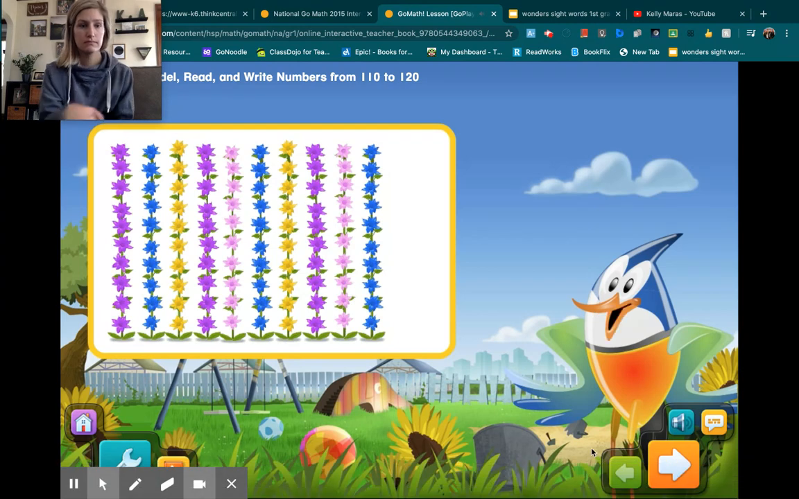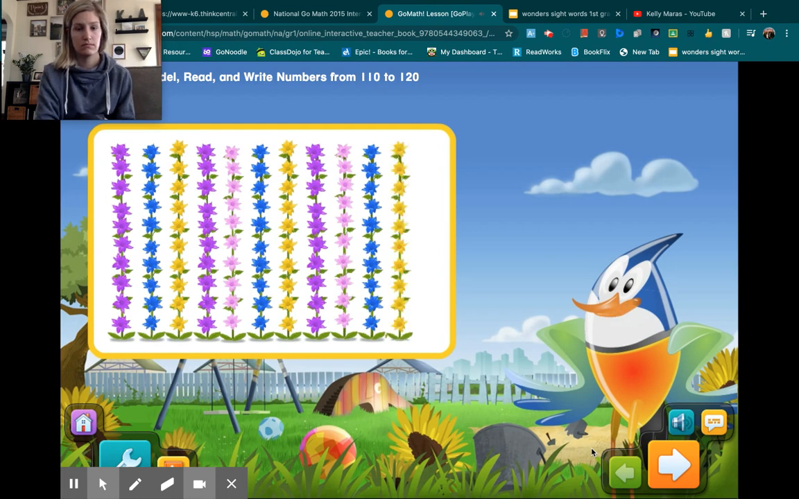Hi there! Sometimes it seems like the flowers just pop up overnight. Look, there are some more. I try to keep up with the number of flowers every day. Can you help me count them? Click the flowers and let's get started.